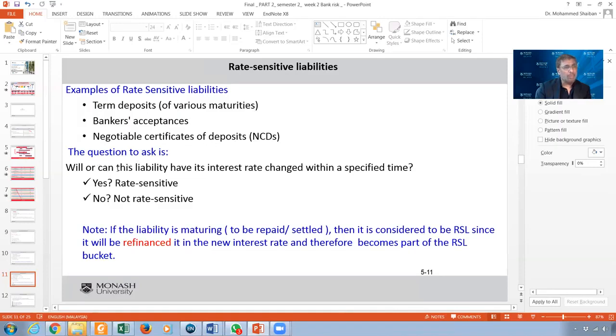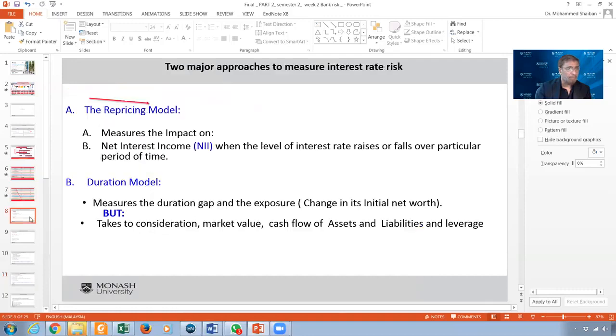Now, the question to ask is, will or can this liability have its interest rate change? Same thing. I told you if yes, rate sensitive; if no, not rate sensitive. So note, if the liability is maturing, then in this case it will be rate sensitive because you have to refinance it. Let me show you this.